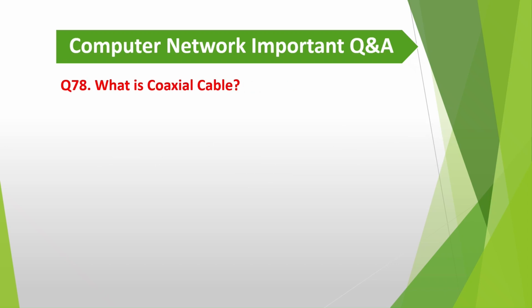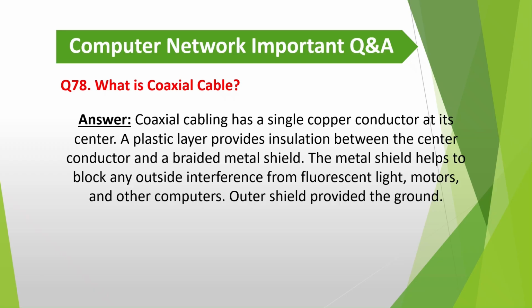Question 78. What is coaxial cable? Answer. Coaxial cabling has a single copper conductor at its center. A plastic layer provides insulation between the center conductor and a braided metal shield. The metal shield helps to block any outside interference from fluorescent light, motors, and other computers. Outer shield provided the ground.